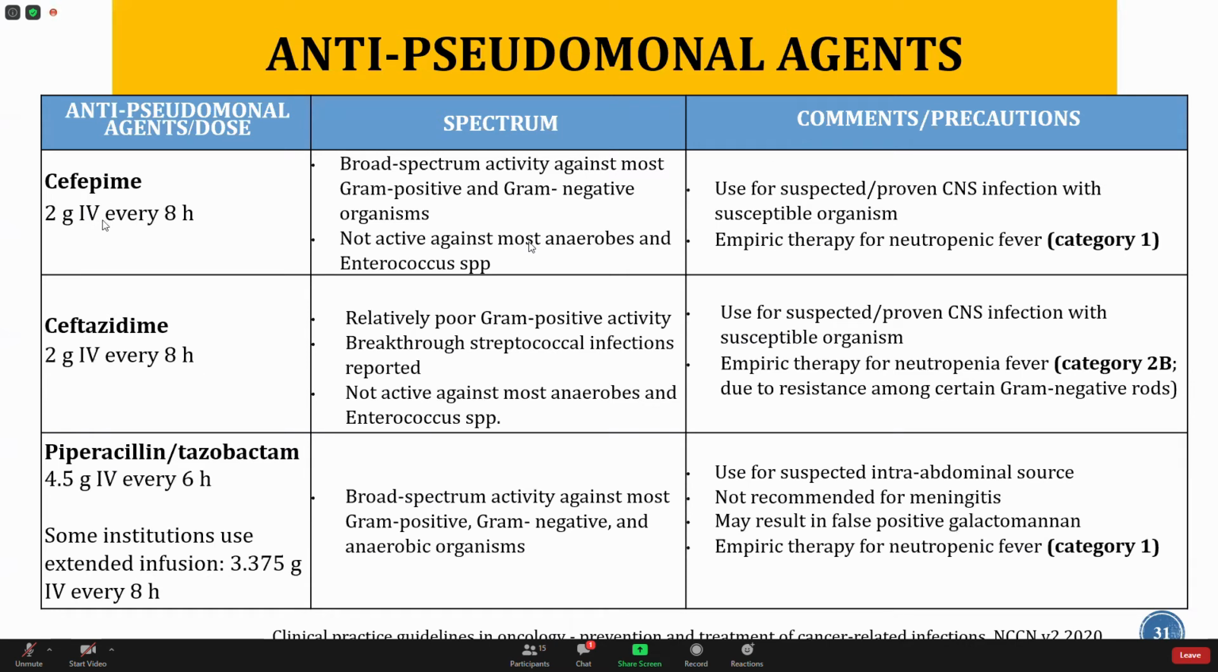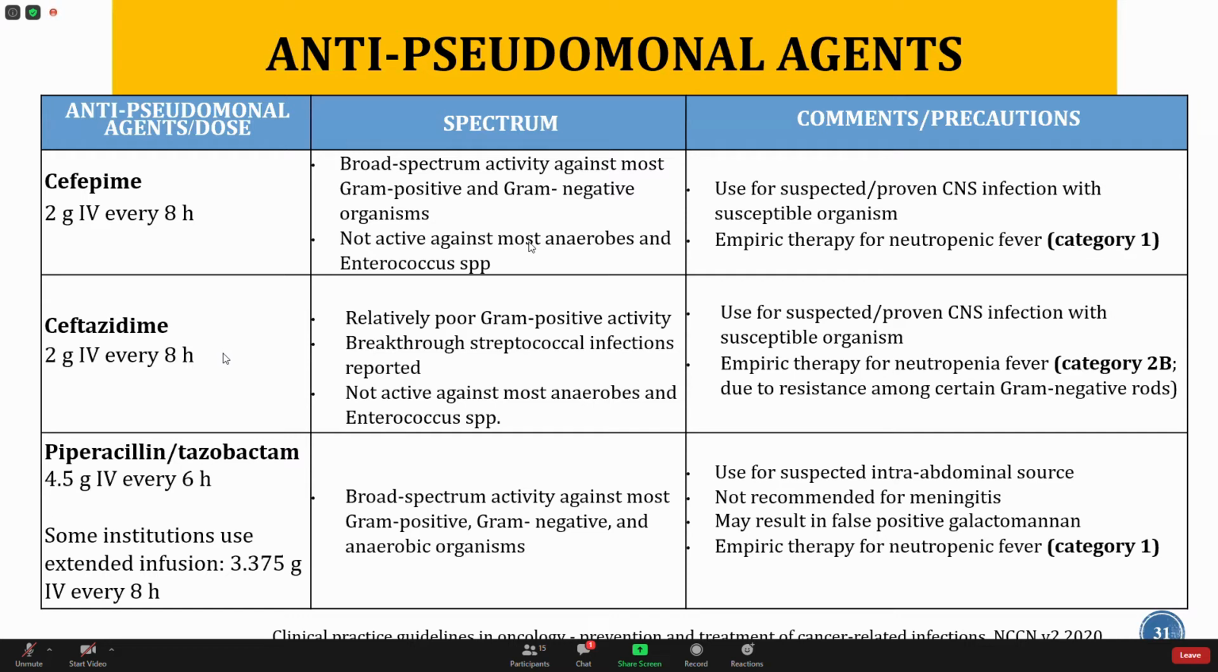Cefepime is given 2 gram IV Q8 hours. As a clinical pharmacist, you really need to make sure the doses given are appropriate. Sometimes I see cefepime not given at the anti-pseudomonal dose. All the doses used for empirical antibiotics are targeted against Pseudomonas. So the cefepime anti-pseudomonal dose is 2 gram IV Q8 hours, ceftazidime is 2 gram IV Q8 hours, and Tazocin is 4.5 gram IV Q6 hours. You have to try to give the anti-pseudomonal doses.